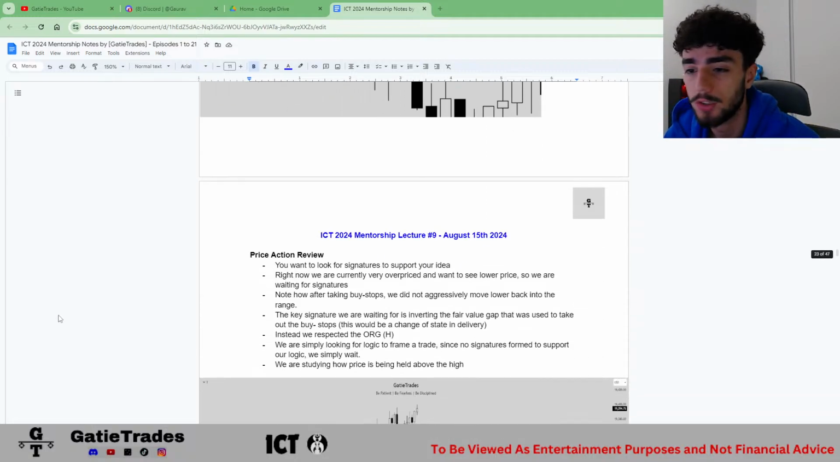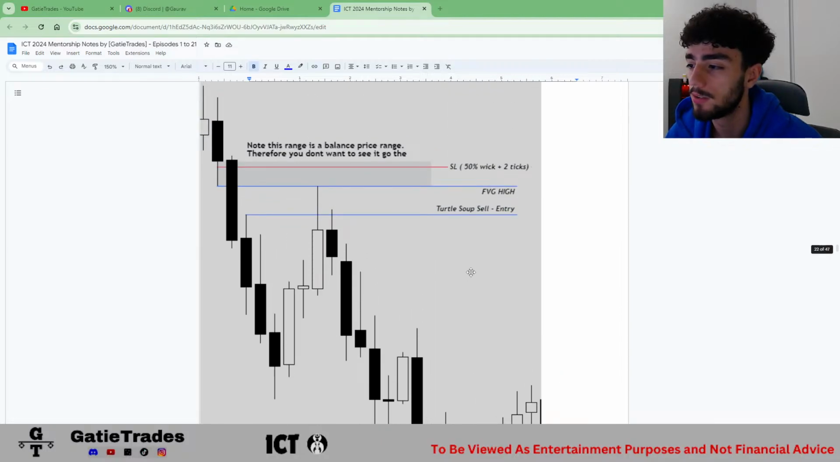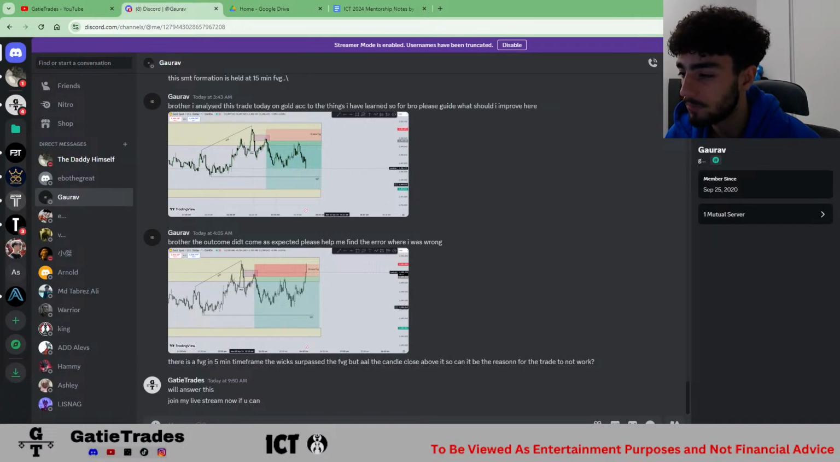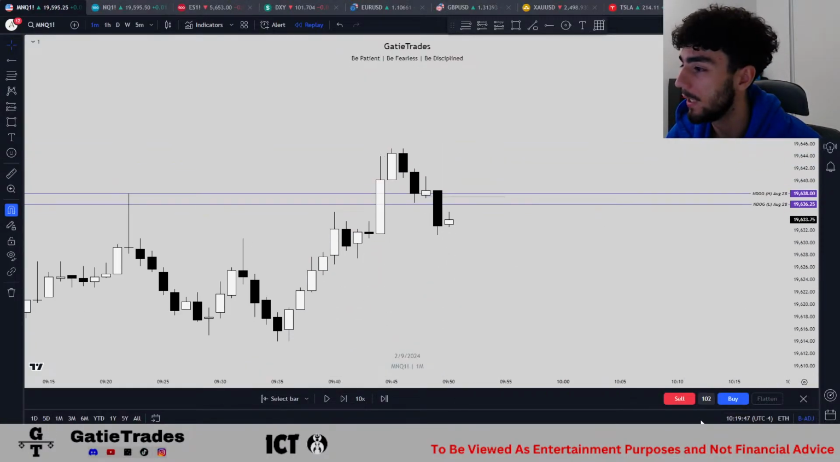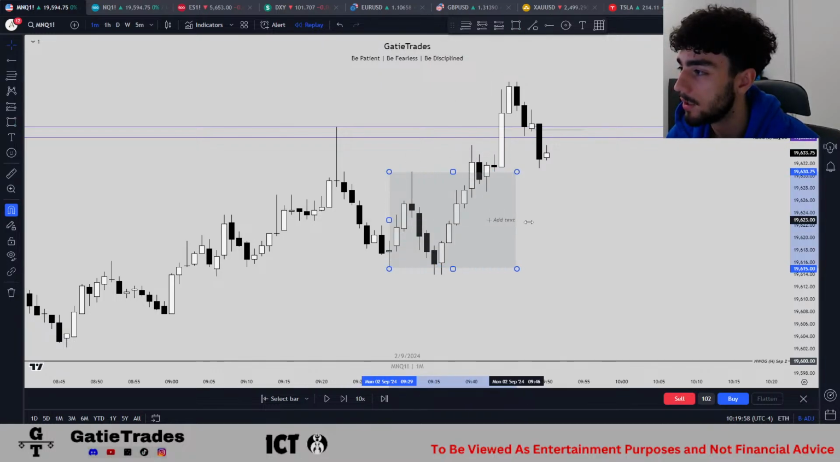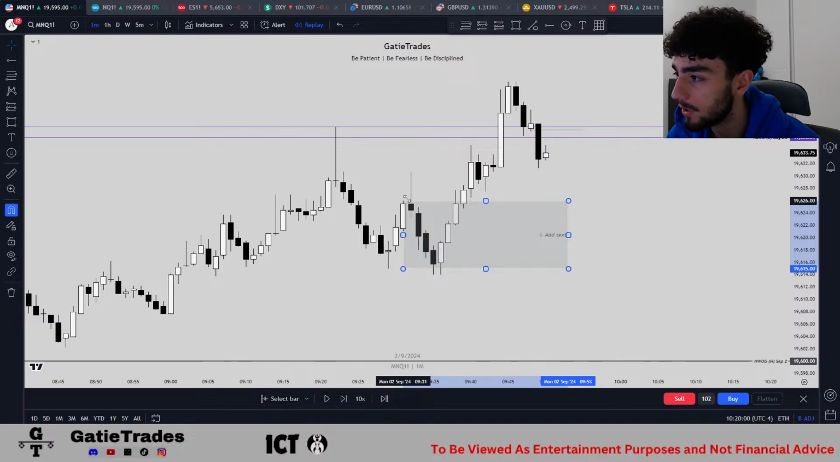So hopefully that answers some questions about the balanced price range. It's simply not when two fair value gaps overlap. There are times where you'll have a balanced price range where two fair value gaps overlap. But it's different because the other way it can form is like this. So from low, where we go all the way through and then back up. So this price range is pretty much all balanced, right? This price range here is pretty much all balanced.